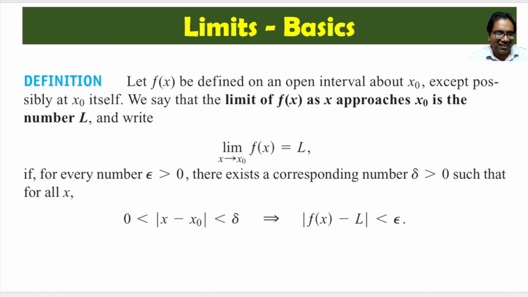Hi friends, earlier we were discussing limits rather informally. We gave an informal definition that if x is approaching x naught and f of x is approaching some number L, then L is the limit. But this is slightly informal, right? Approaching is slightly dicey. It is not a very concrete statement.